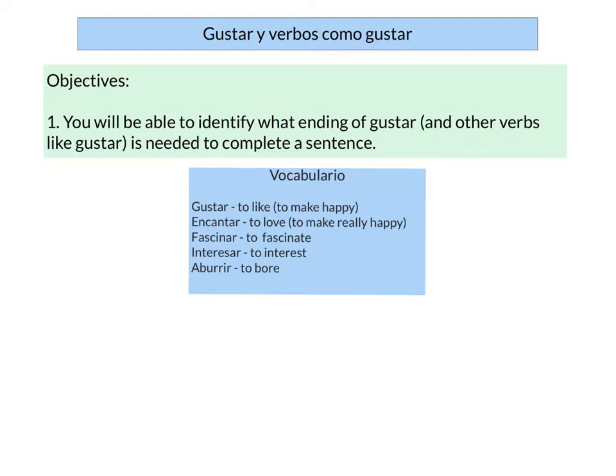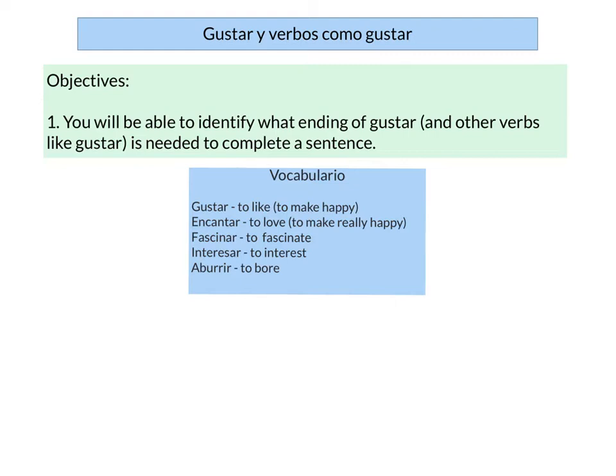Hello, today we are going to talk about the verb gustar and other verbs like gustar. By the end of this lesson, you will be able to identify what ending of gustar and other verbs like gustar is needed to complete a sentence.